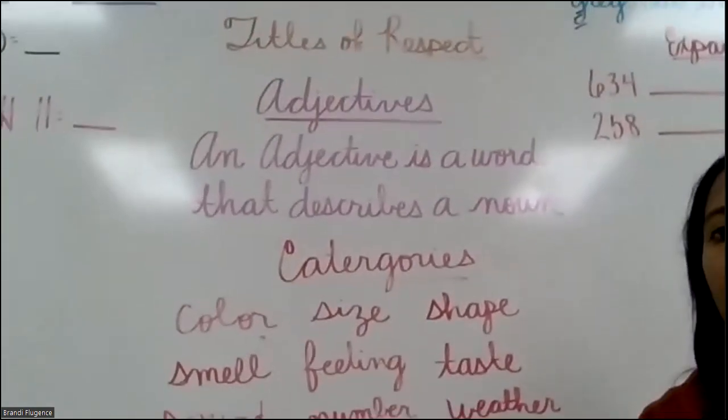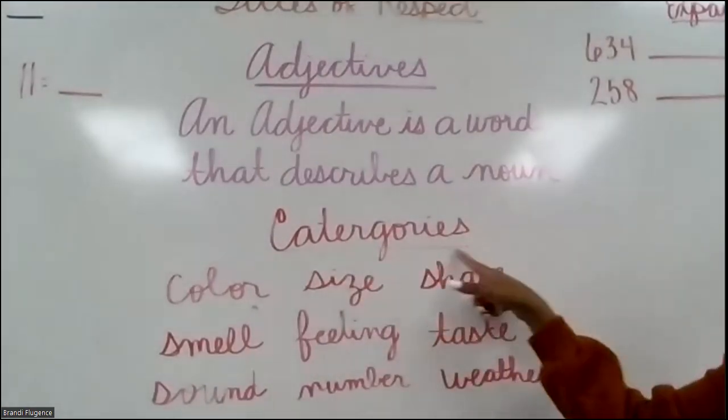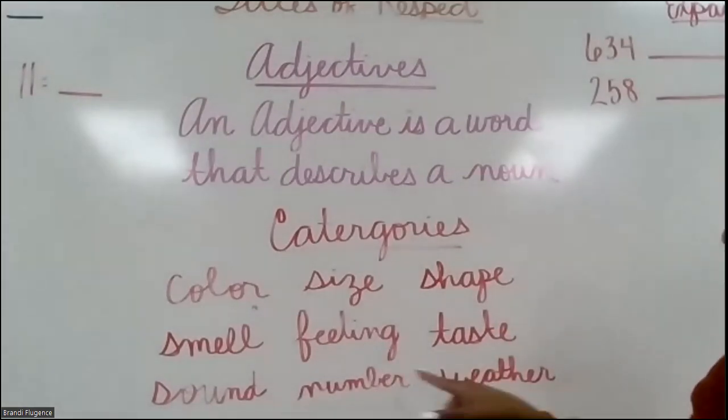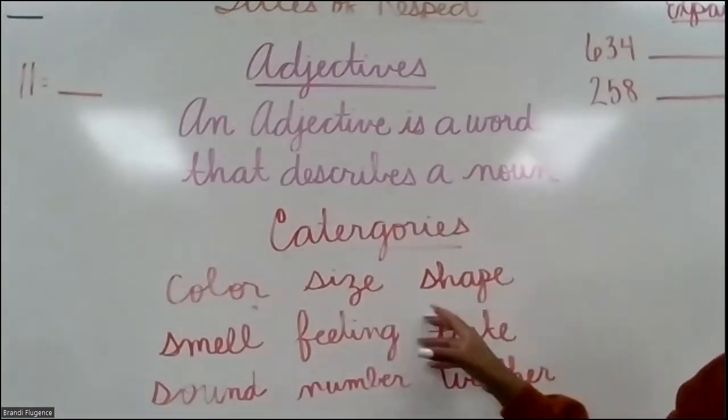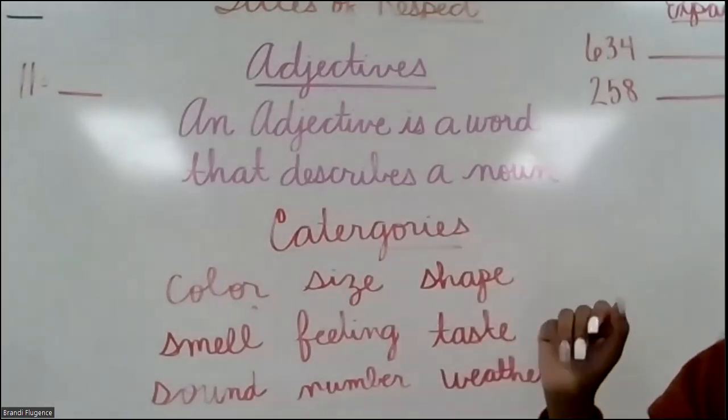Okay? So this is an adjective. An adjective is a word that describes a noun. And I want you to write the categories: color, size, shape, smell, feeling, taste, sound, number, weather. All of these, if a word falls into this, the word is an adjective. Okay, so go ahead and write this down.